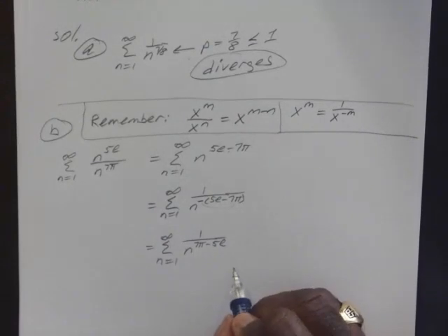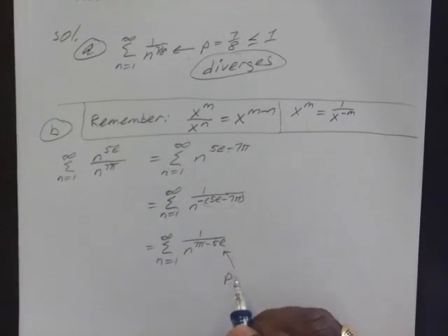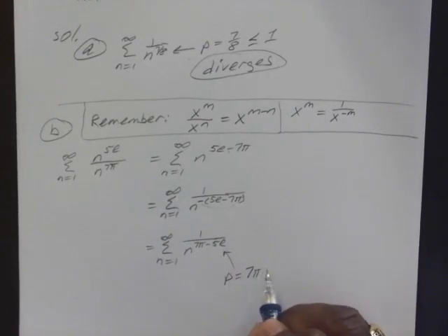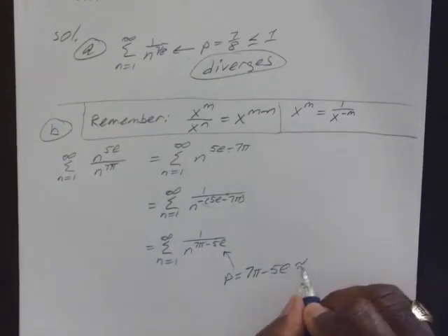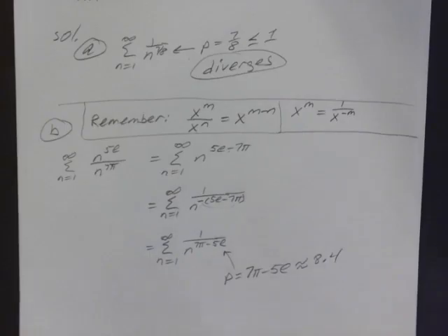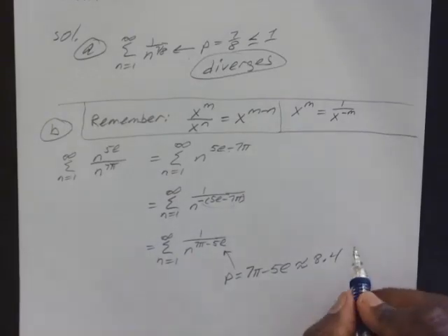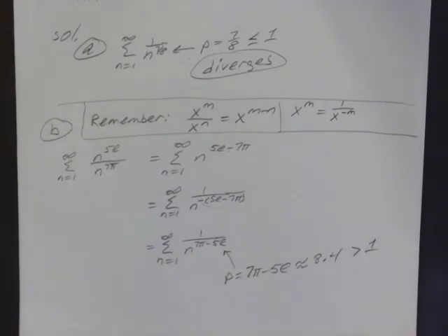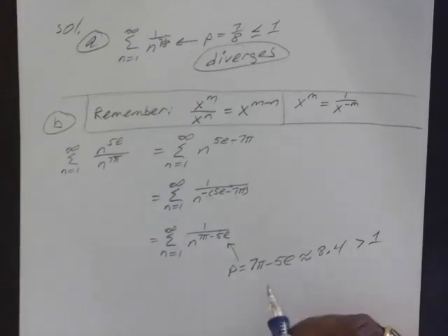Okay, so we can see right here that our p is equal to 7 pi minus 5e. Well, if you plug that into your calculator, you would get approximately 8.4, which is still greater than 1. So since our p is greater than 1, we know it converges.